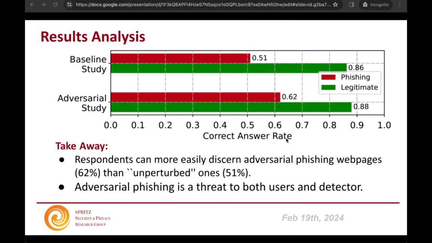We conducted a baseline and adversarial study, displaying legitimate and unprotected phishing webpages in the baseline study, while displaying legitimate and adversarial phishing webpages in the adversarial study.